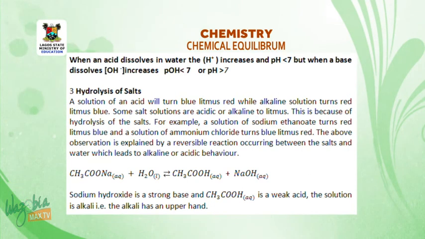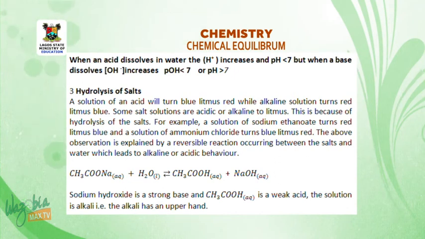Hydrolysis of salts. That's number 3. A solution of an acid will turn blue litmus red, while alkaline solution turns red litmus blue. Some salt solutions are acidic or alkaline to litmus. This is because of hydrolysis of salt. For example, a solution of sodium ethanoate turns red litmus blue, and a solution of ammonium chloride turns blue litmus red. The above observation is explained by a reversible reaction occurring between the salt and water, which leads to alkaline or acidic behavior.